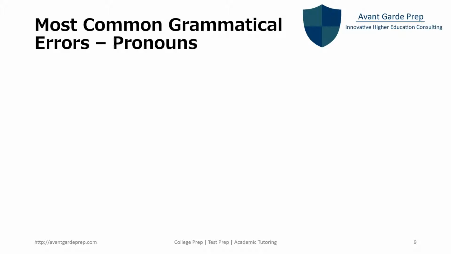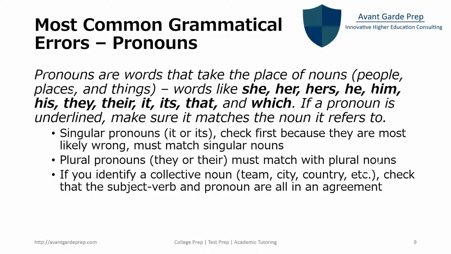Next most common mistake in ISE questions is mistakes with pronouns. You know pronouns. These are words that take the place of nouns like she, her, he, him, they, it. And if a pronoun is underlined, make sure that it matches the noun it refers to. So singular pronouns like it or its, check those first because they are most likely wrong, and they have to match singular nouns. Plural pronouns, they or their, they obviously must match plural nouns.